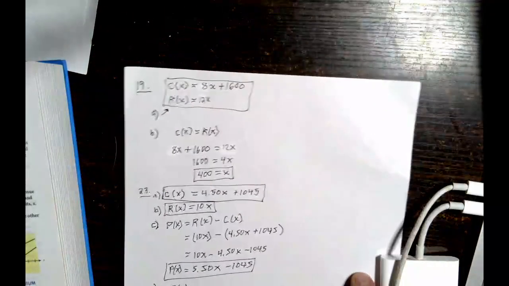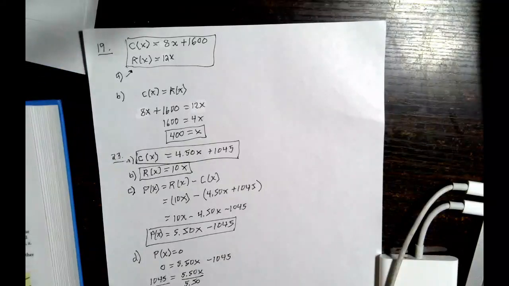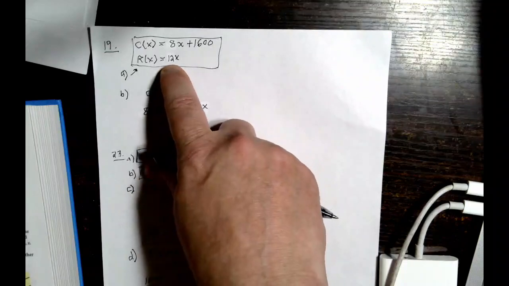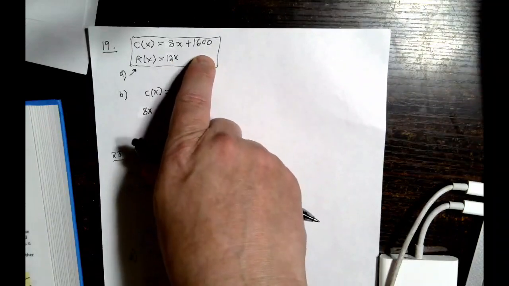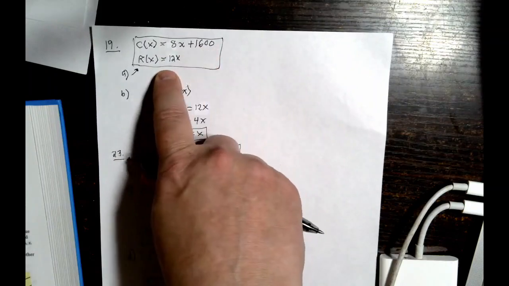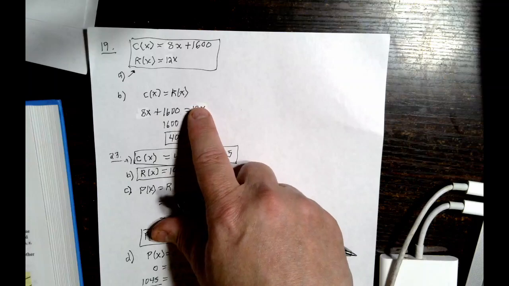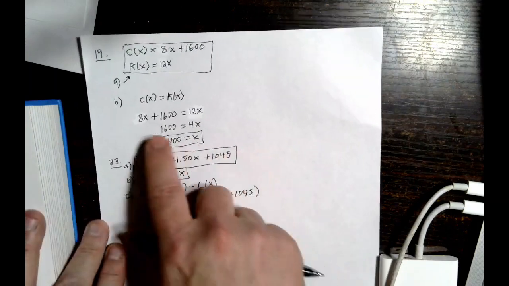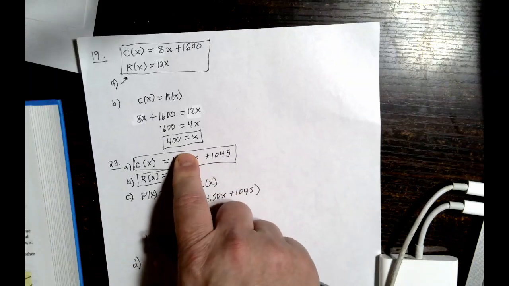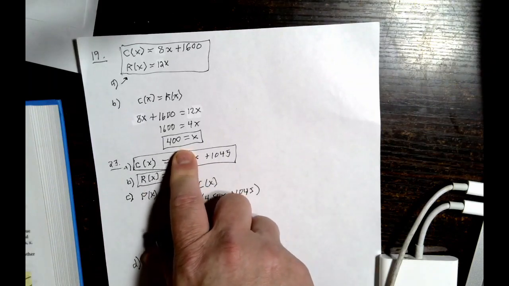Okay, 19. 19 says the manufacturer's belt is sold for $12, so that's 12x. Fixed cost $1,600. Variable cost per unit is 8. So 8x plus 1,600 and 12x. Okay, so write those two out. Find the break-even point. You set them equal to each other and solve. Notice the break-even point is not a point. It's just one number. It's kind of confusing.